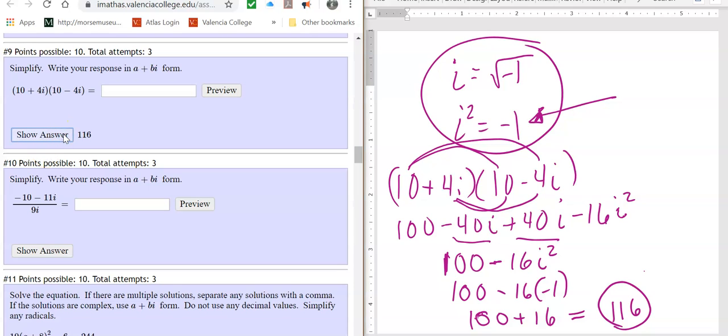That's right. So this is just like doing it with variables. It's no different, except for at the end, you have to make sure that you replace i squared with -1. Let's do number 10.